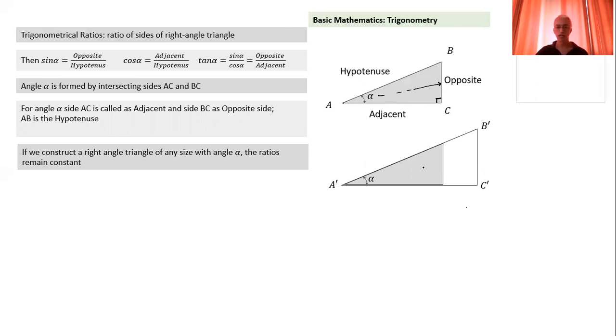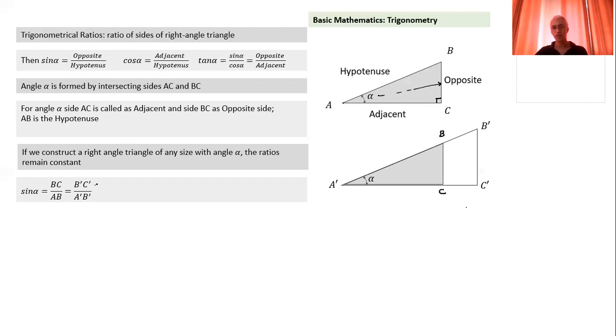So this is a bigger triangle, a small triangle. So this B side will come here, and the BC side will come here like this. What you notice here is that if I calculate sine alpha from this triangle, it is BC by AB. In this triangle it is B dash C dash divided by A dash B dash. These two ratios are the same.